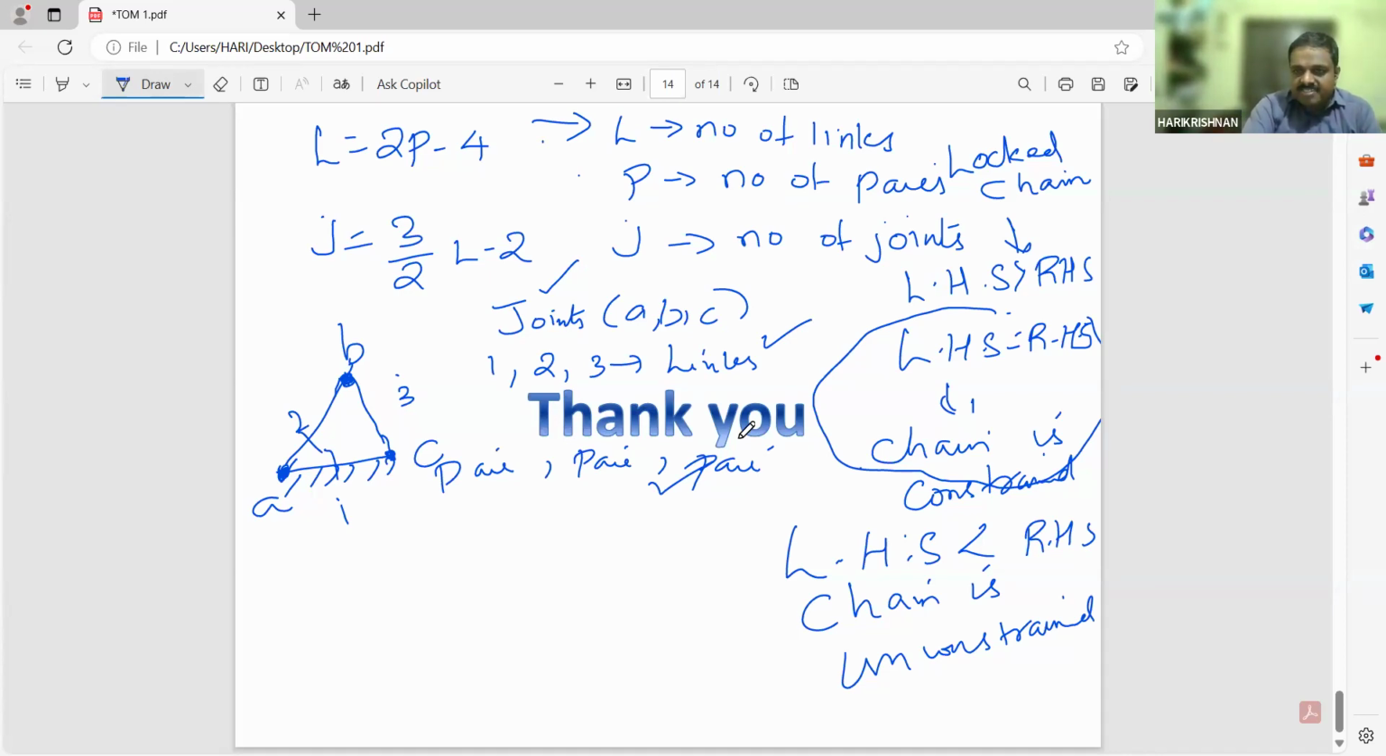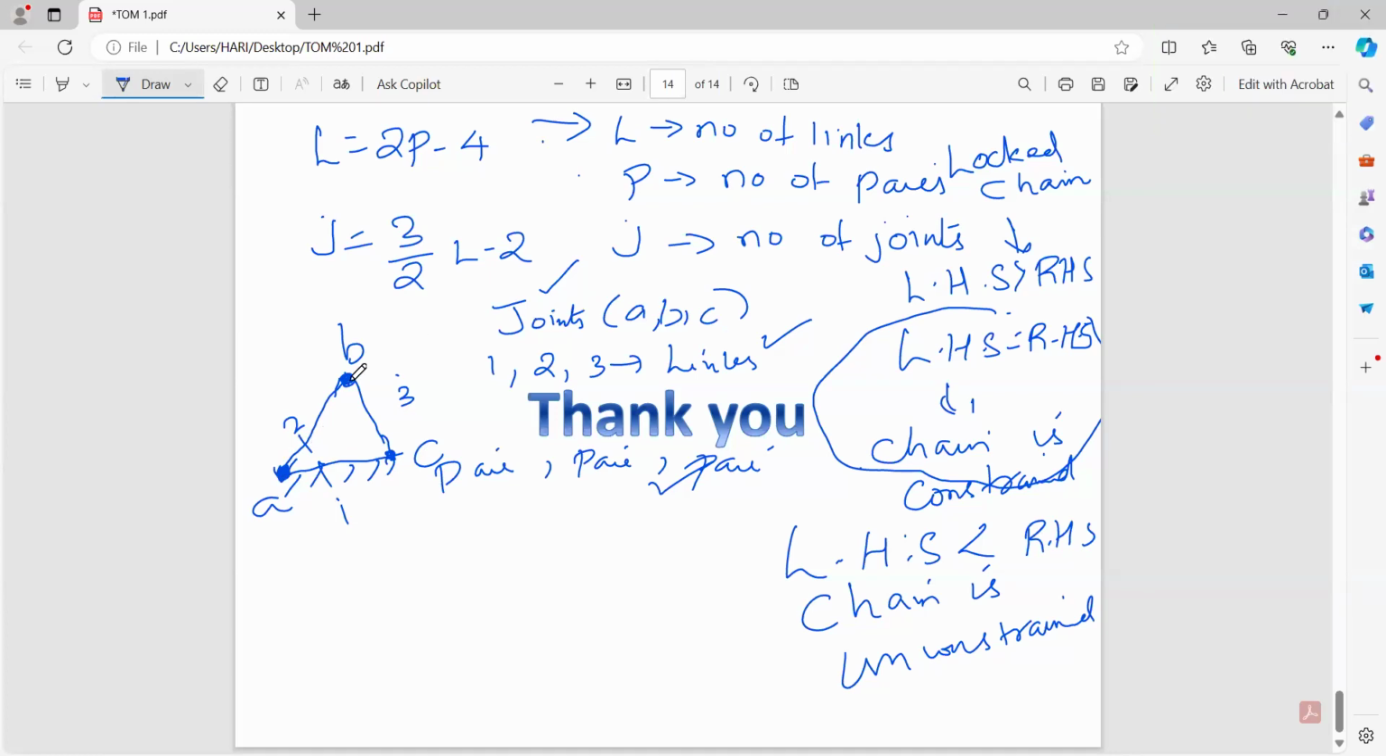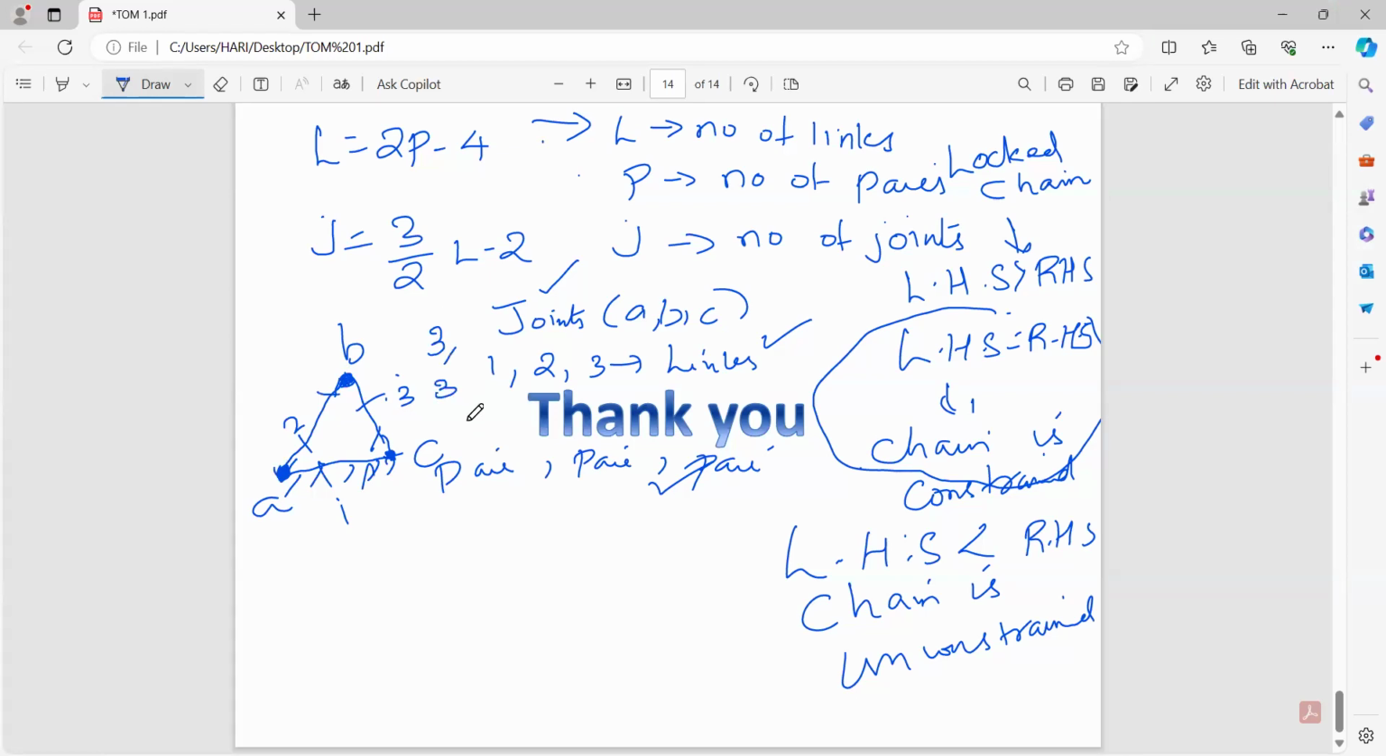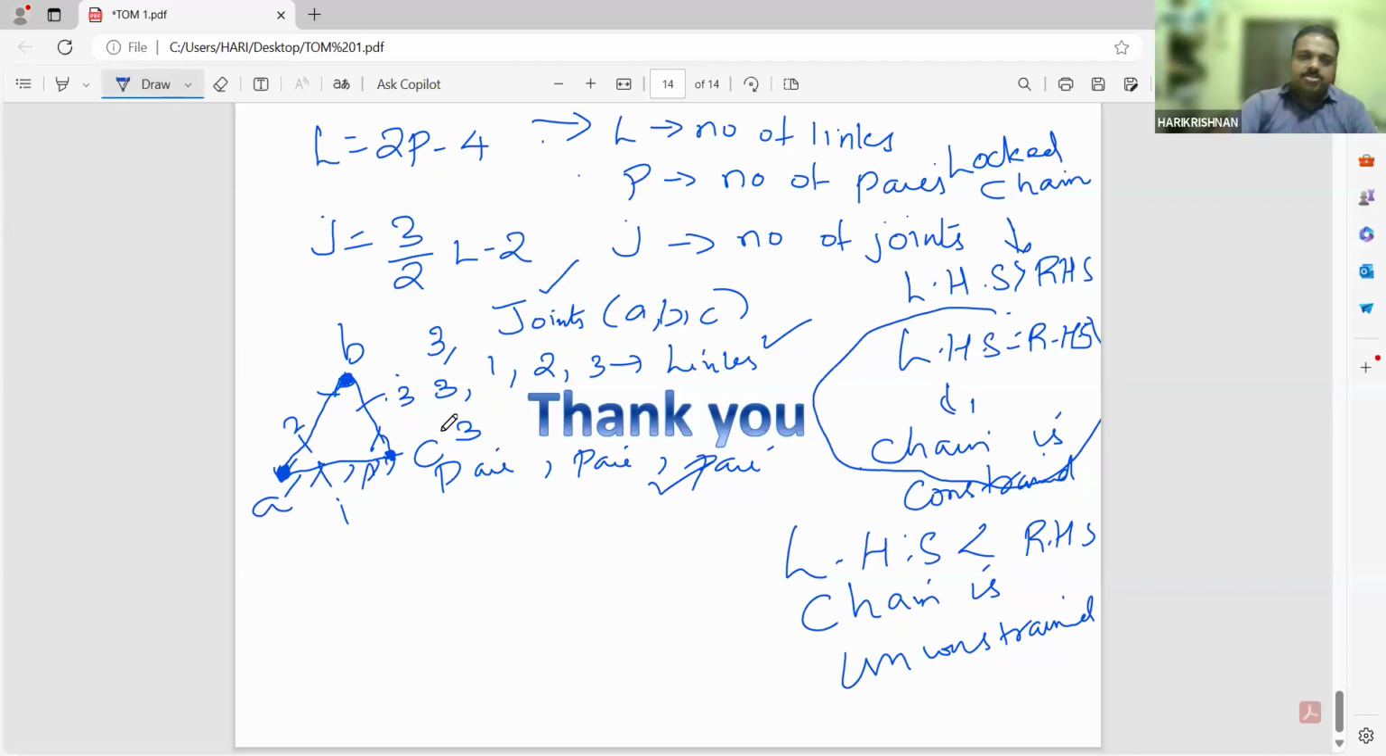When I do the numericals, I can understand joint and link is okay. Pair, one more time, tell me. Okay, I will explain pair. Pair means you have to consider it as a couple. Here you see 1 and 2 are coupled with this joint, so this forms one pair. Then 2 and 3 are connected through this joint, so this forms another pair. And 3 and 1 are also connected, so this forms another pair. So here there are 3 pairs, 3 joints, 3 links. So we will solve one simple numerical so you will understand this thing.